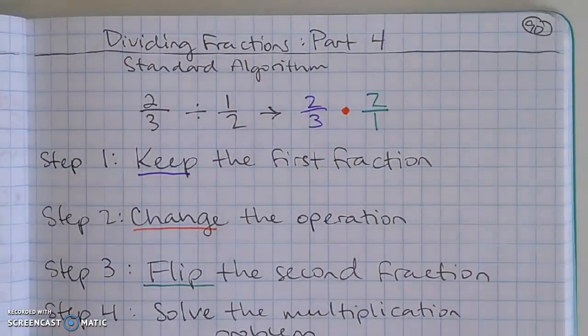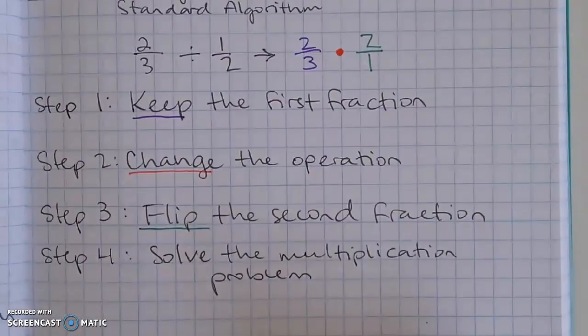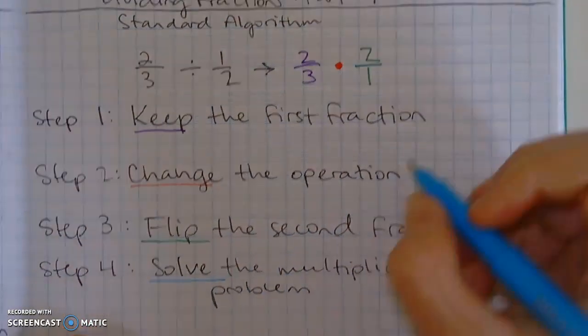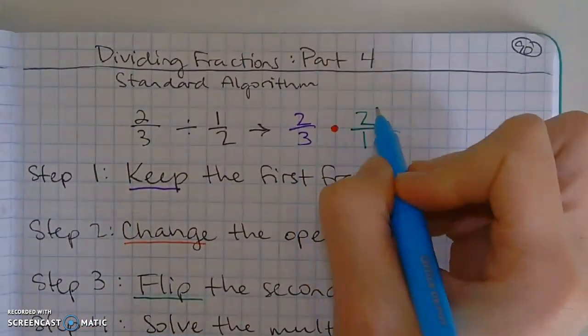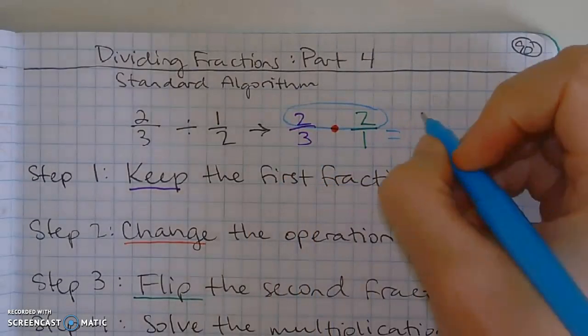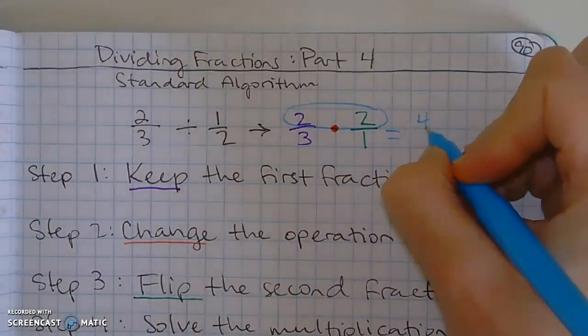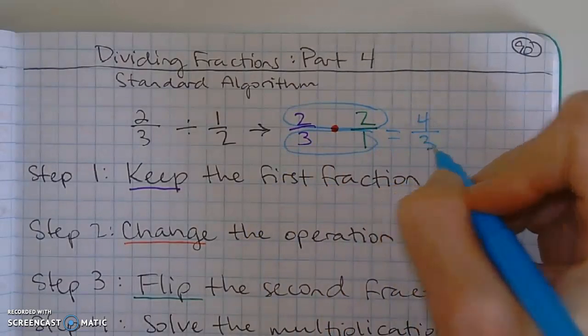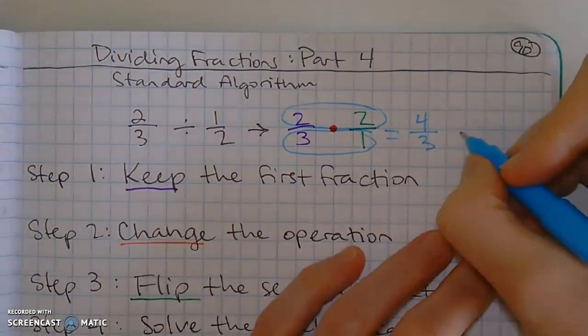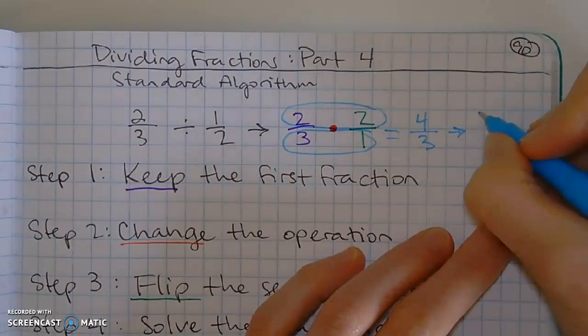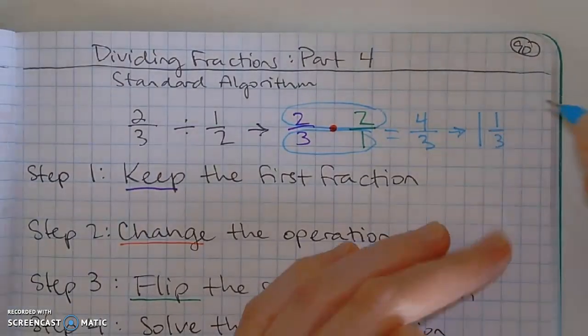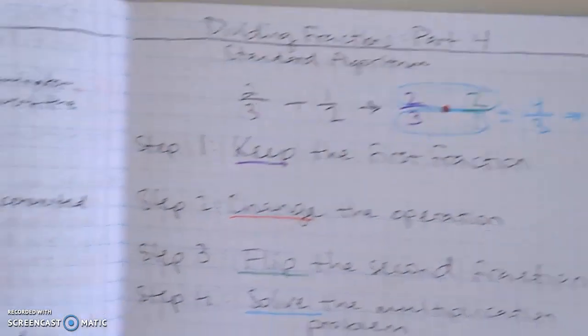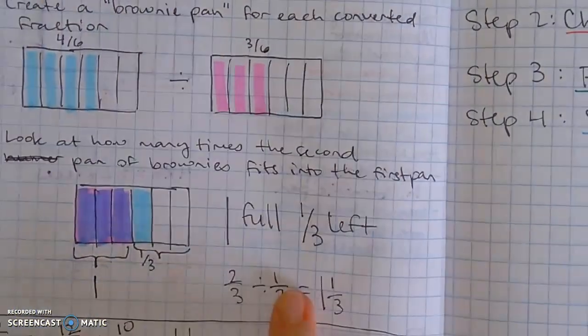Okay, so now here's where I'm going to solve this. So I'm going to multiply across just like we learned. 2 times 2 is 4. 3 times 1 is 3. And if I reduce that into a mixed fraction, that's going to be 1 1/3. And if I just quickly look back at my problem, that is exactly what I got, okay?